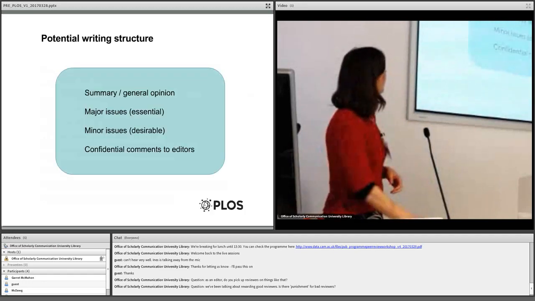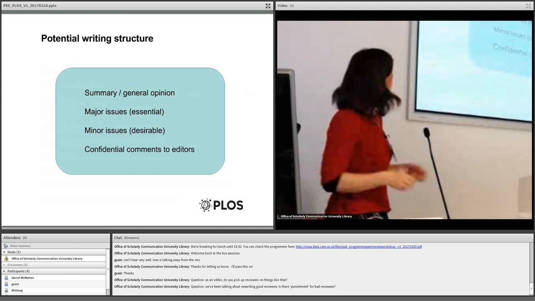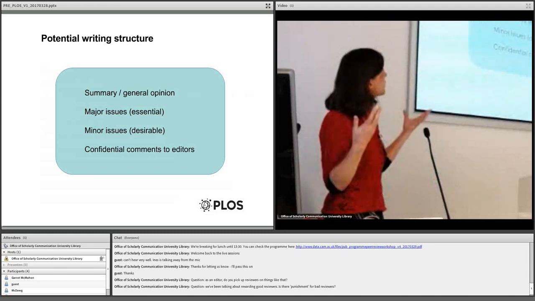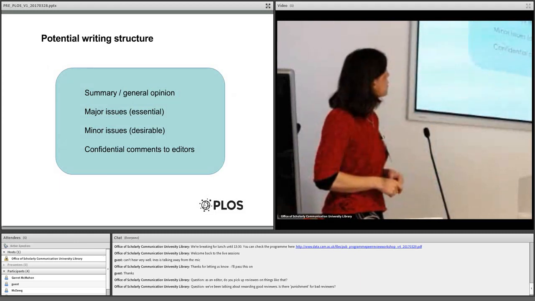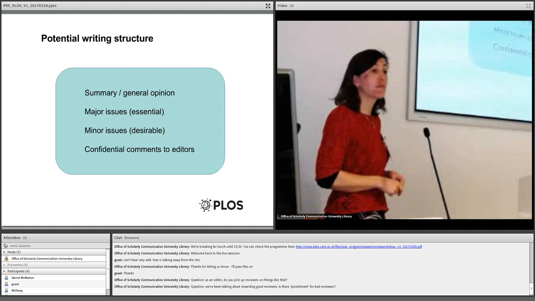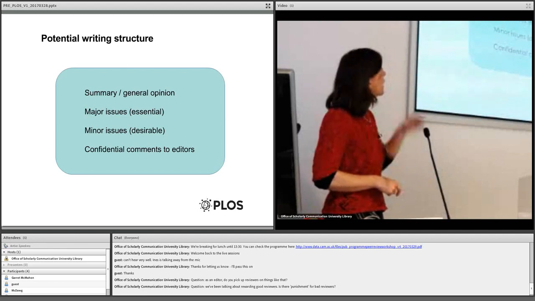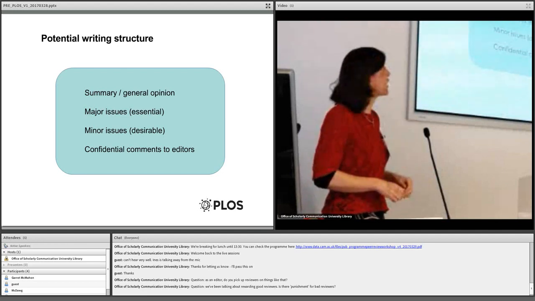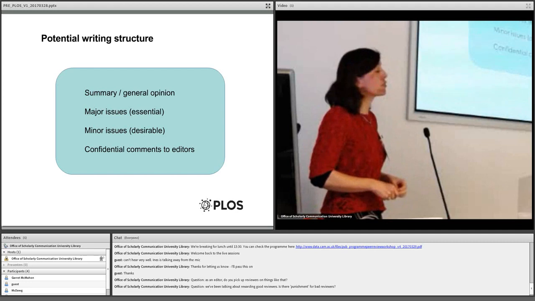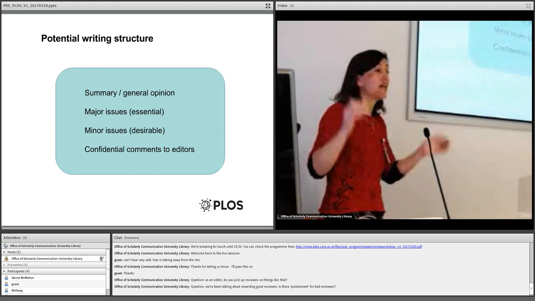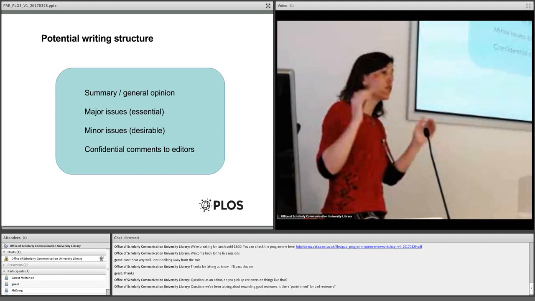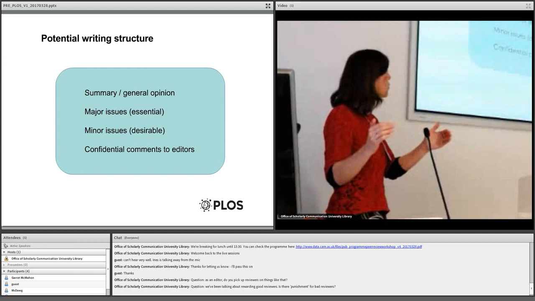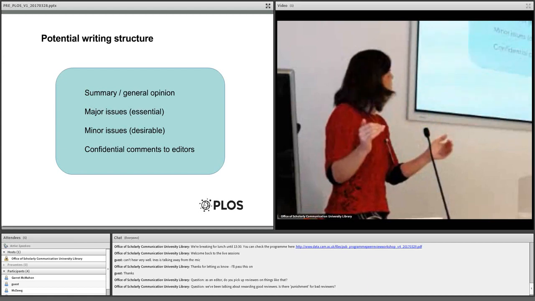So how to write my review? As I said, you have to make a summary and give your general opinion of the paper. Then you should highlight the major issues. These are the issues that should be essential. So without those experiments supporting the conclusions, the paper should not be published.